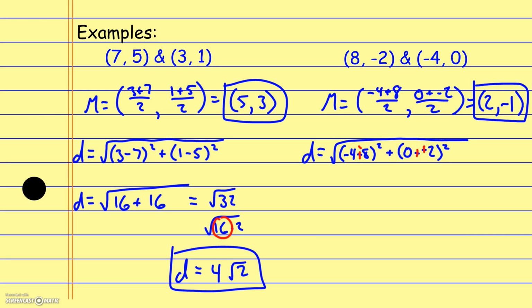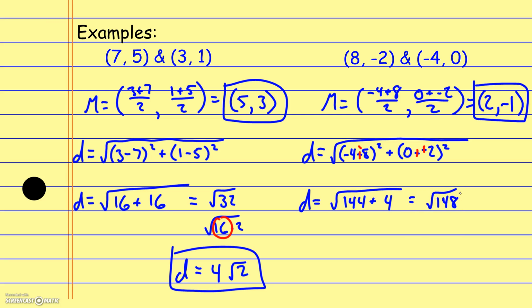So in that first set of parentheses, I have a negative 4 plus a negative 8, which is a negative 12. And when I square that, it gives me a positive 144. In the second set of parentheses, because I'm adding the opposite, it's 0 plus 2, which is a 2, and 2 squared is a 4. And now from here, it's just a matter of simplifying this a little bit further. I've got the square root of 148.